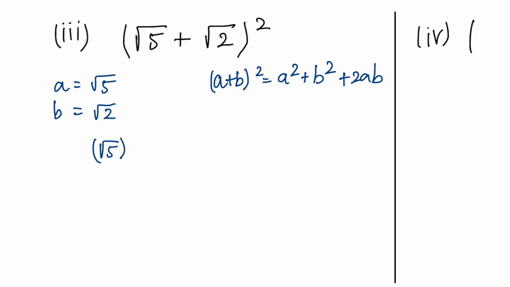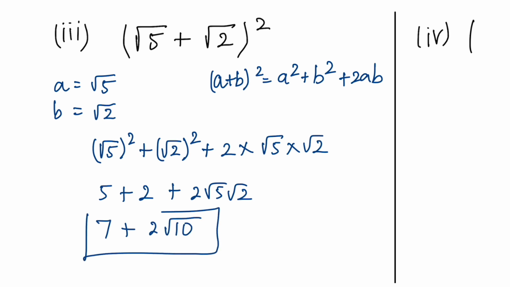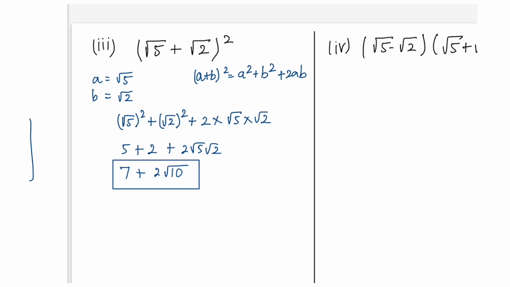So root 5 squared plus root 2 squared plus 2 times root 5 times root 2. Okay, now root 5 squared gives you 5, plus root 2 squared gives you 2, plus 2 root 5 root 2, and that can be further simplified. This 5 plus 2 is 7. This is 2 root 10. Right, so 7 plus 2 root 10 is the value of root 5 plus root 2 the whole square.